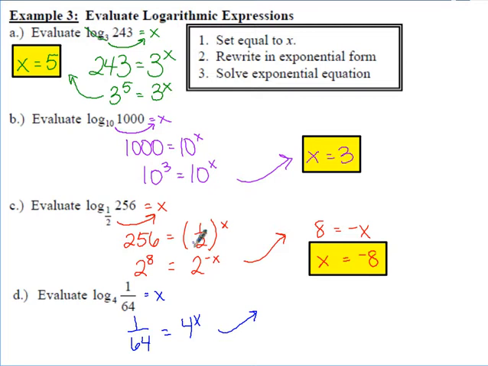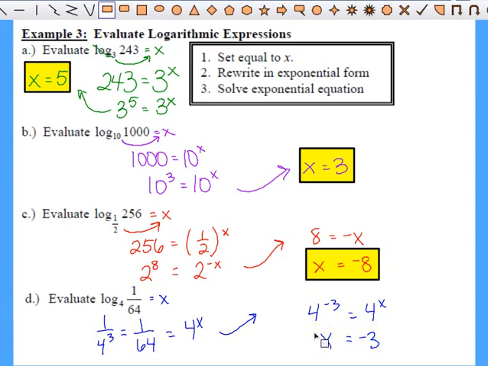How do you get negative 3? Since it's on the bottom, we want to move it to the top. Because this is really equal to 1 over 4 to the third. But we can't leave that 4 to the third on the bottom. So what's x equal here? Negative 3.